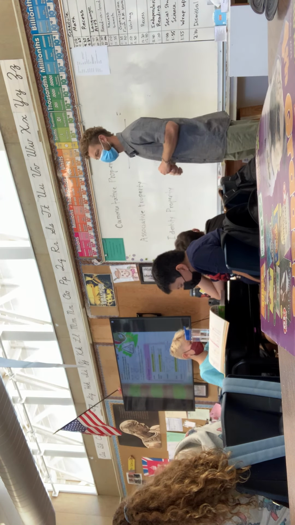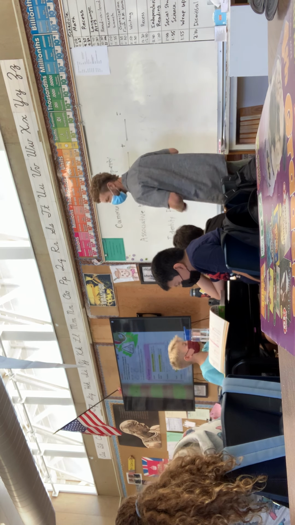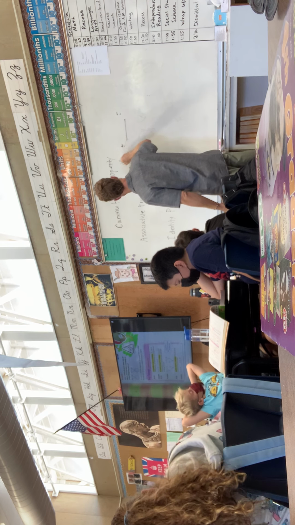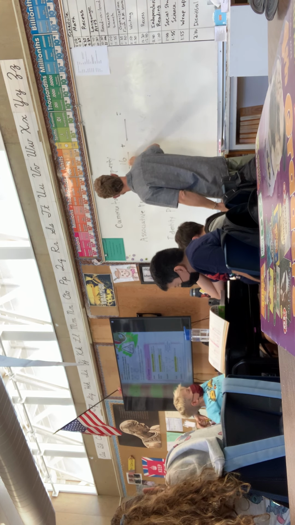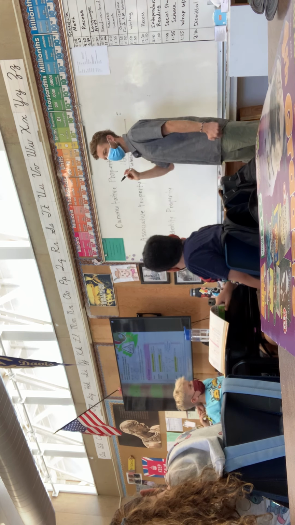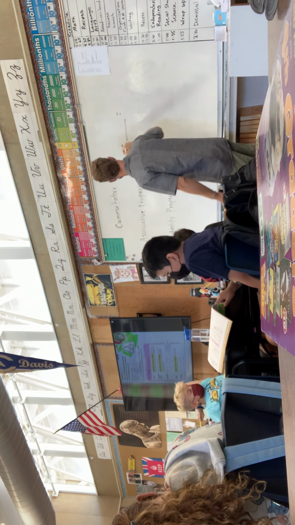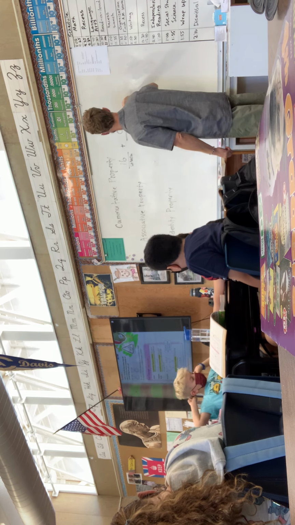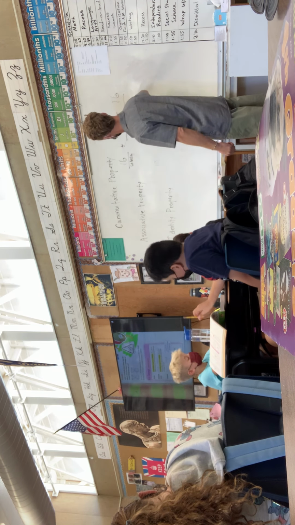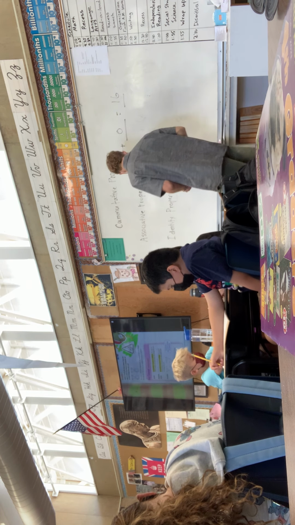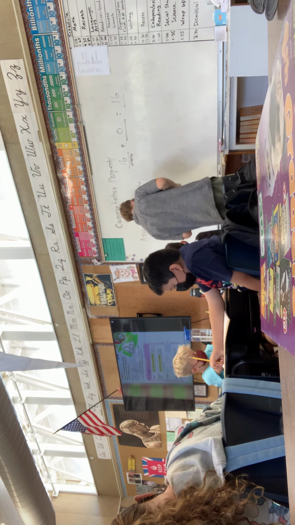All right, so how many people were at the pool on Saturday? 16. Okay. This is Saturday. And how many people at the pool on Sunday? 0. And the sum is? 16. Pool must have been closed on Sunday, right? Nobody showed up.